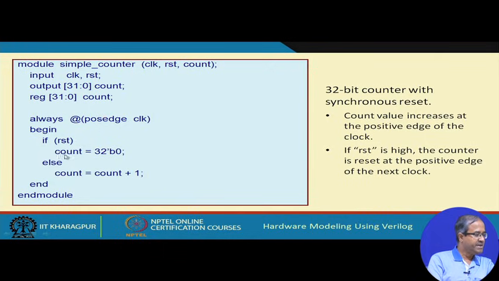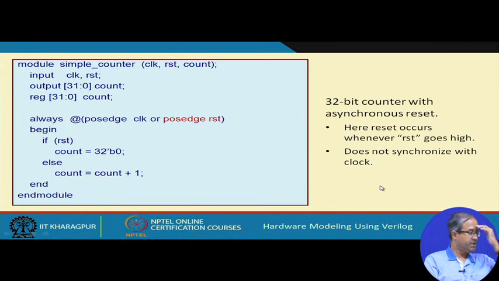Now, as I said, such expressions with equal to are examples where you are using that. Well, you can have only a reg type value on the left hand side. That is why I have to separately declare the same variable count, which was in the output also, as a reg, because if you do not do this, your compiler will give you an error that left hand side variable type is wrong, right. So, here the count value is increasing at the positive edge of the clock, and if reset is high, the counter will be reset whenever the next clock comes. It will be reset to 0.